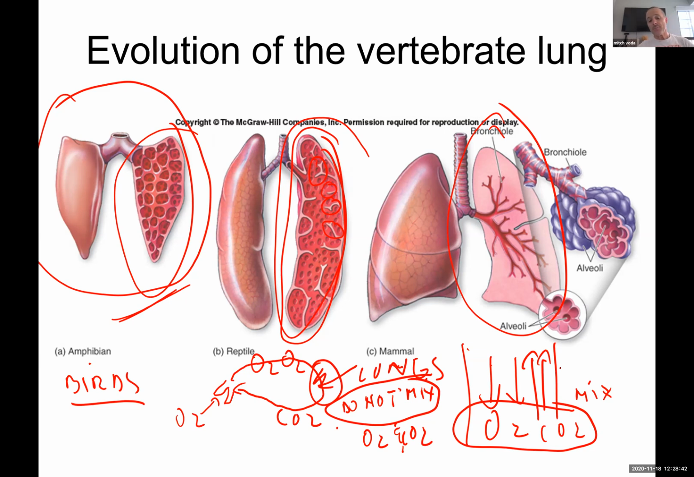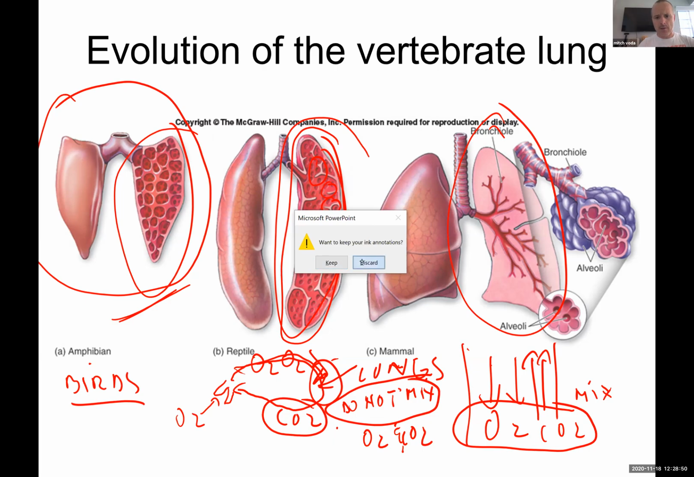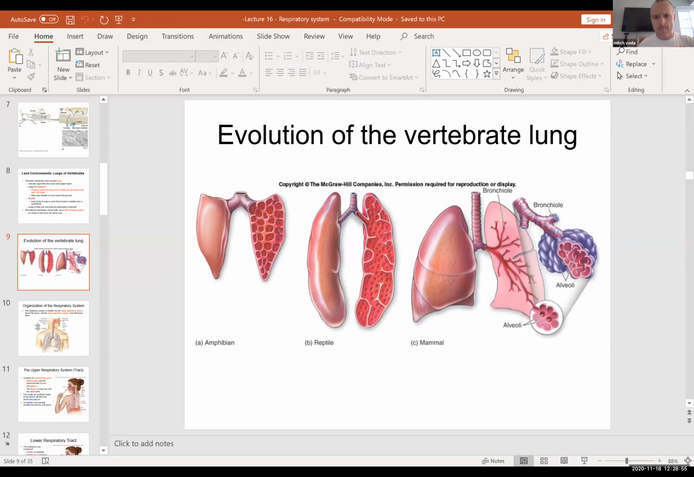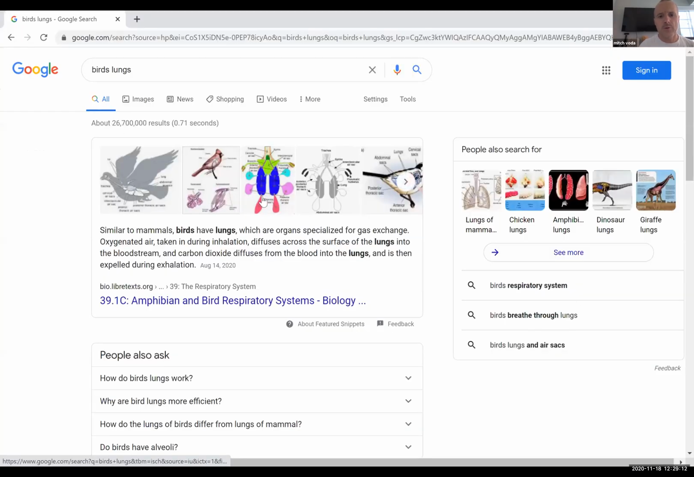For birds, there is no oxygen that is breathed out, because oxygen goes through a different route to the lungs. Let me show you actually. Let me see birds' lungs so I can show you what they look like. So when you see right here, let me share with you guys. Right there. So these are the bird's lungs.